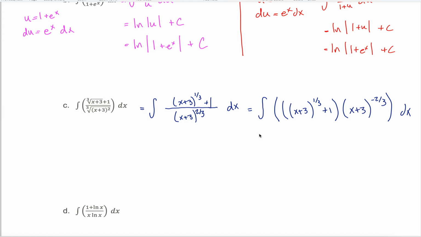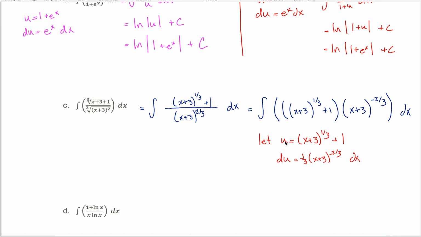You really have some options. You can either let u be equal to x plus 3 to the 1/3 power and call that good, or you could let u be equal to x plus 3 to the 1/3 power plus 1. Either way is totally fine, because tacking on this plus 1 here isn't going to change the derivative at all. If u is x plus 3 to the 1/3 plus 1, then du is 1/3 times x plus 3 to the negative 2/3 times the derivative of x plus 3, which is just 1, plus the derivative of this 1, which is just 0. So du is 1/3 x plus 3 to the negative 2/3 dx.